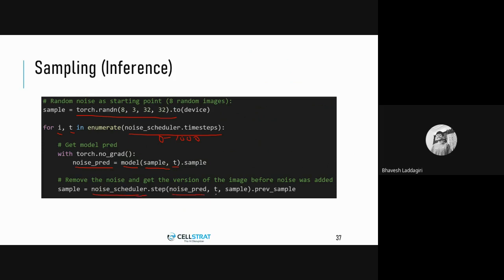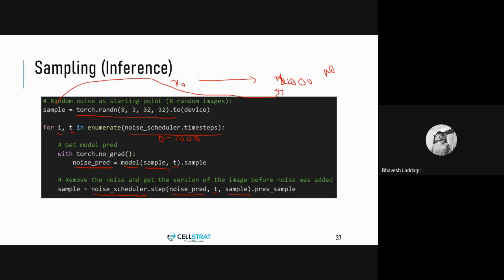Then we take that noise prediction and give it to the noise scheduler. It takes the noise prediction, the timestamp, and the sample, and gives us prev_sample. Again, this is the reverse direction. Forward diffusion was adding noise, right? So we had x0 all the way to x1000, where x1000 is our most noisy version, fully noise. This sample is actually this part.